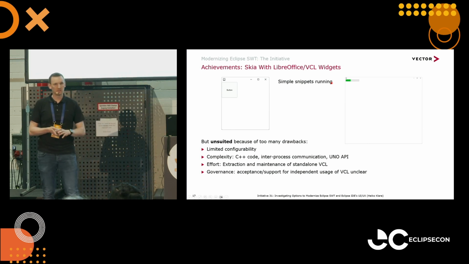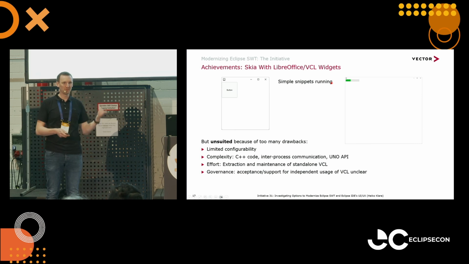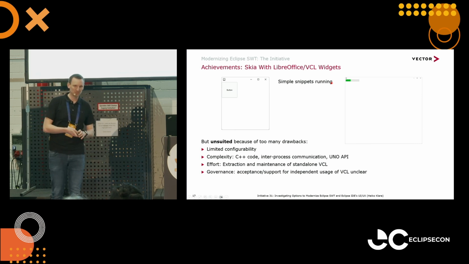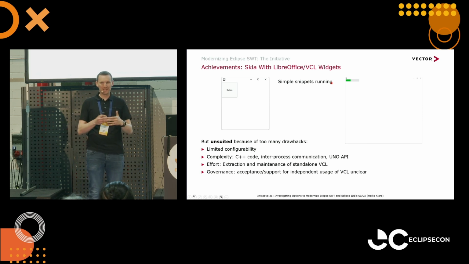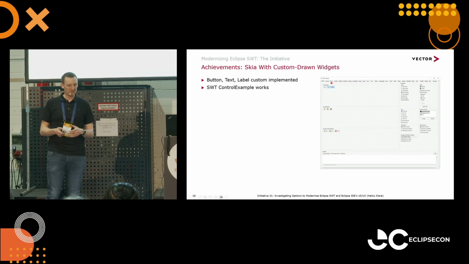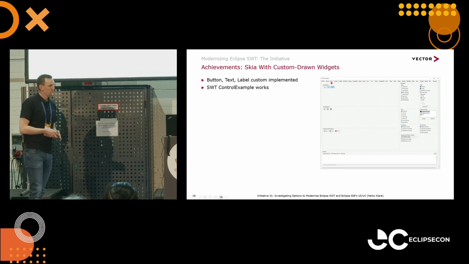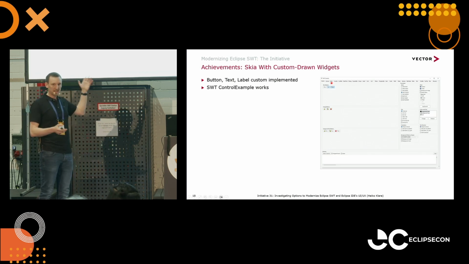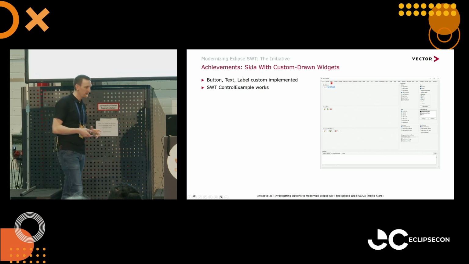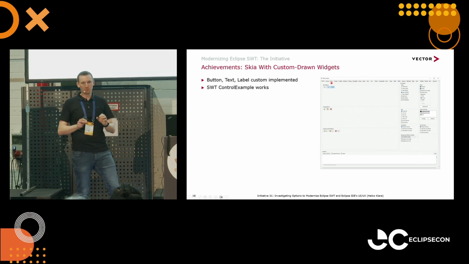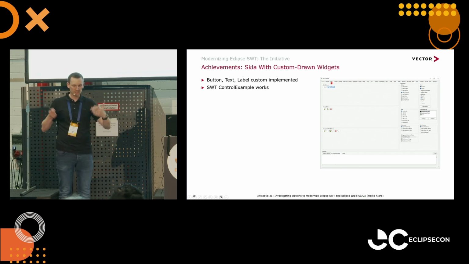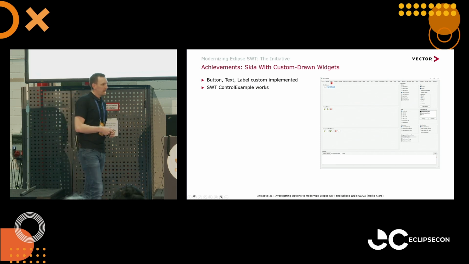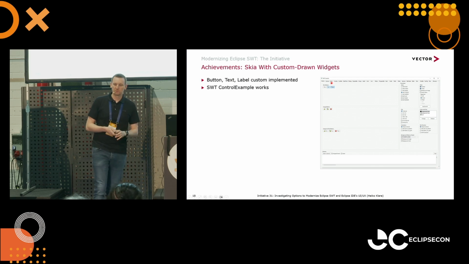But we found Skia so interesting that we moved on, and the same people working on this then worked on custom drawing widgets, so trying to get things running in a custom way. And it was very impressive to see the gain in productivity and in motivation when they were using technology that they're used to. And pretty fast they were able to implement button, text, and label in a custom way, in an at least basic way. So not everything is working, but the overall look and feel is there, the basic interactions, clicking on things and so on is working. And you can start a usual control example from SWT with this.